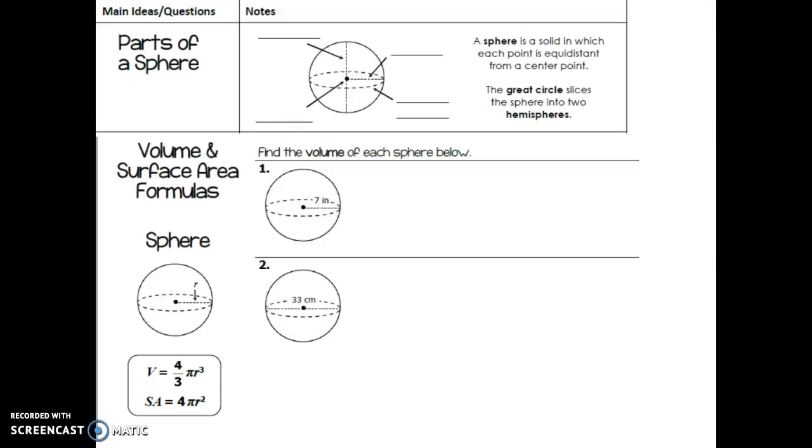Hello everyone, we are going to be continuing our volume and our surface area equations, but this time around we are going to be talking about spheres. So I'm going to start out by naming some parts of a sphere. A sphere is a solid in which each point is equidistant from a center point. So we have the center point right here, and I'm going to go ahead and label that. That is our center.